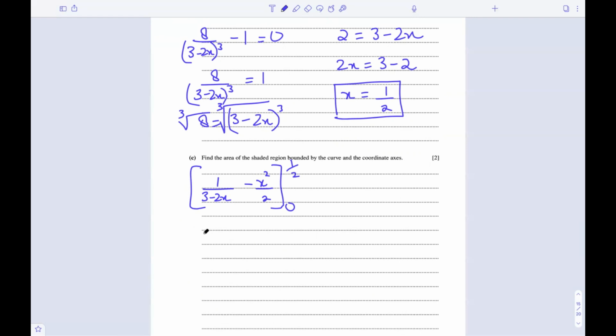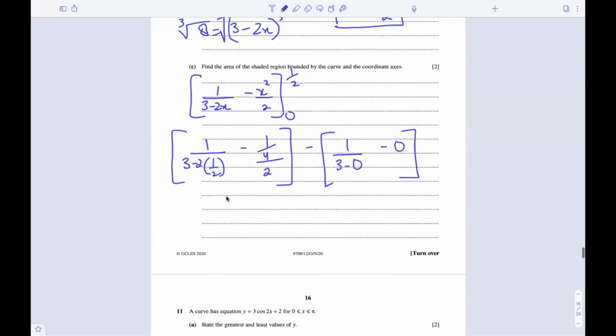So substituting 1 upon 2 into the equation, we get 1 upon (3 minus 2 into 1 upon 2), minus (1 upon 2) whole squared, which is 1 upon 4, upon 2. Minus, we'll substitute 0 into the equation, we get 1 upon (3 minus 2 into 0), which is 3, minus 0 upon 2, which will be 0. So this 2 and 2 will cancel out. We get 1 upon (3 minus 1), which is 2, minus 1 upon 8, minus 1 upon 3. Simplifying, we get the area is 1 over 24.